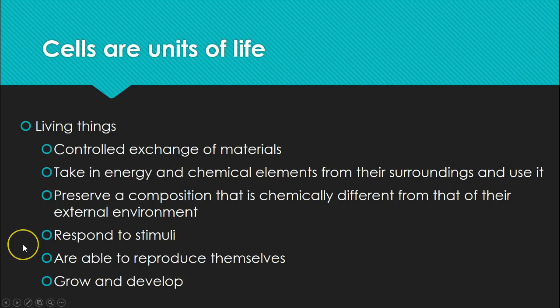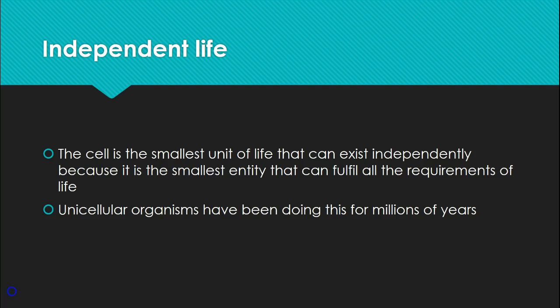They're able to respond to stimuli. They're also able to reproduce themselves, and they can grow and develop. All of these life processes make something defined as living. So it's important to understand that the cell is the smallest unit of life that can exist independently. And it is the smallest thing that can fulfill all of these requirements for life.